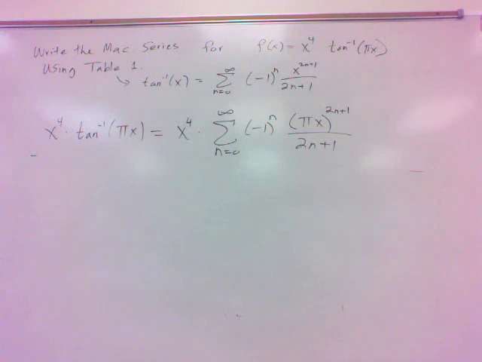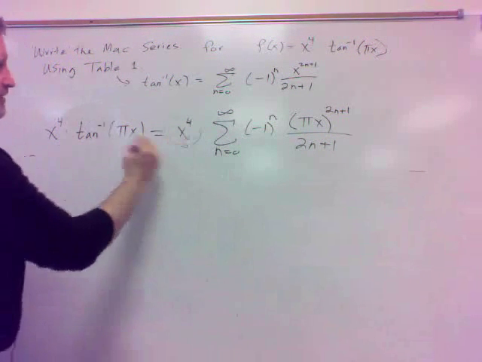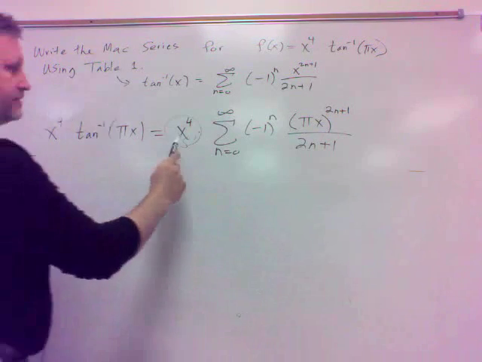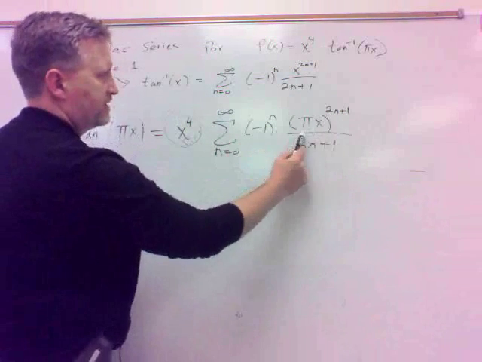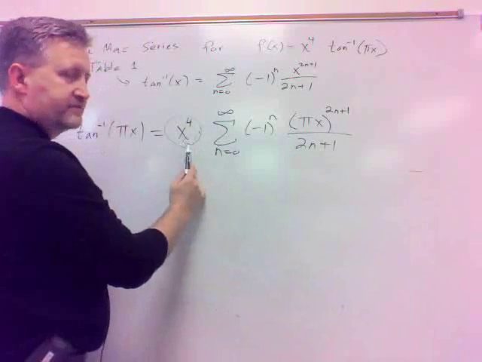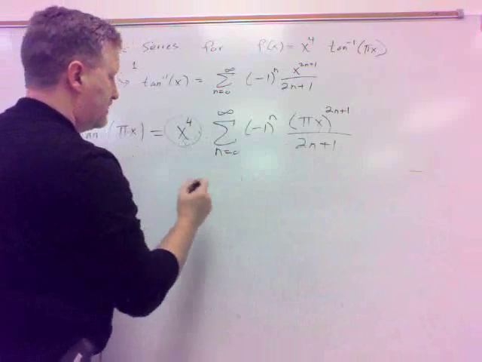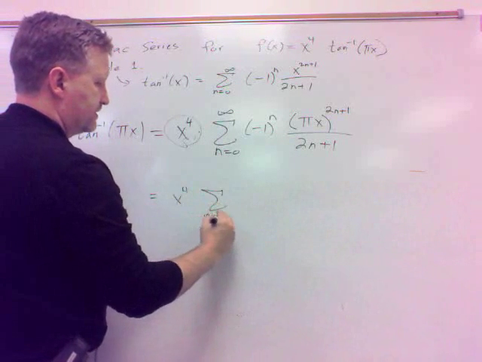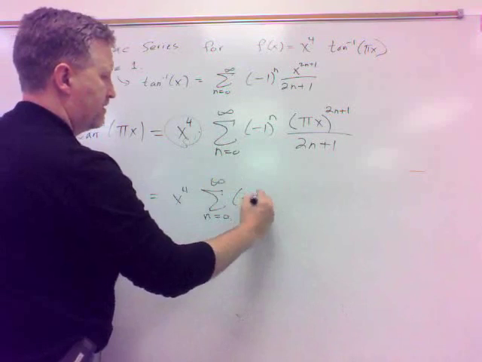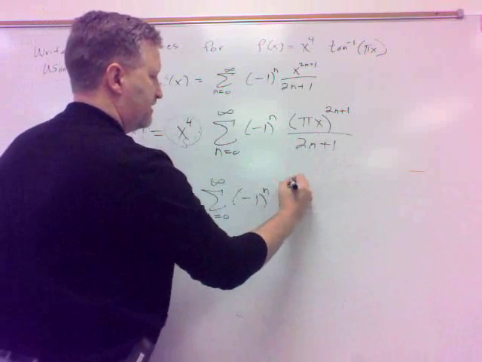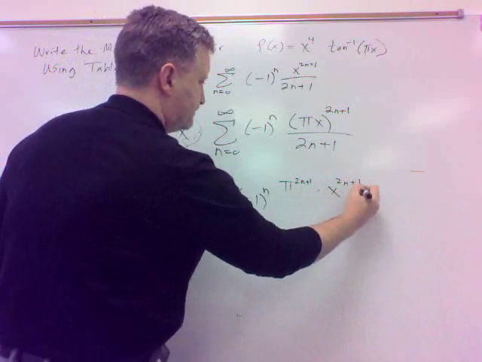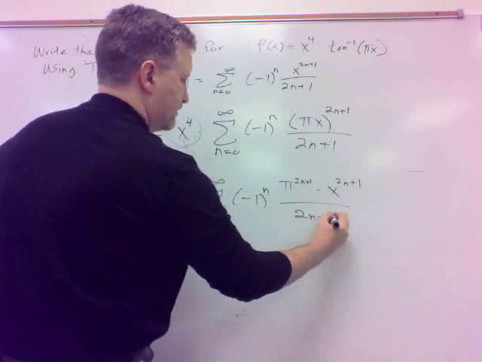Now what might you see we'd want to do there? With this x to the 4th hanging out here, I might want to bring it in. And so I can't just add it to that because it's pi x instead of x. And so I've got to split those out, so to speak. Make it pi to the 2n plus 1 times x to the 2n plus 1 over 2n plus 1.